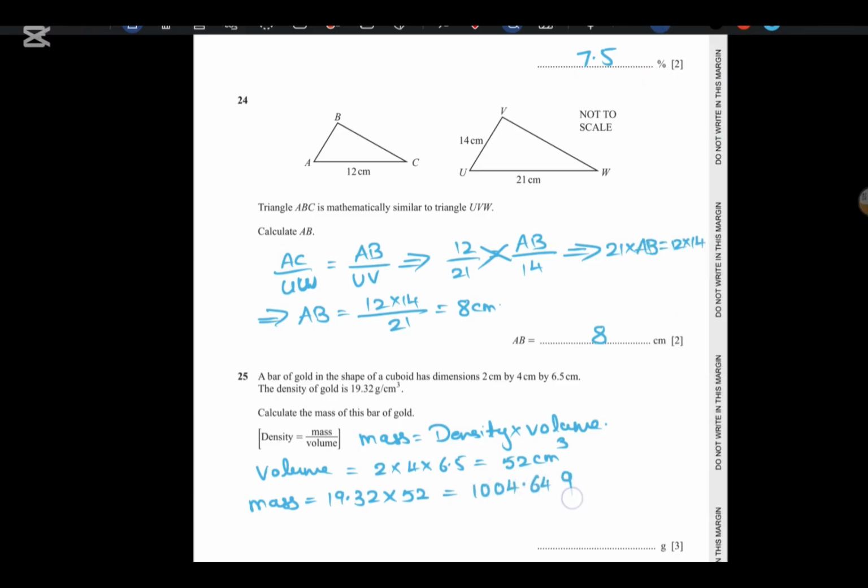1004.64 grams, because already everything is in grams here, the density is in grams, and we got the volume in centimeter cube. So centimeter cubes get cancelled and your grams will be left out. So it is 1004.64 grams. Question number 25 is done.